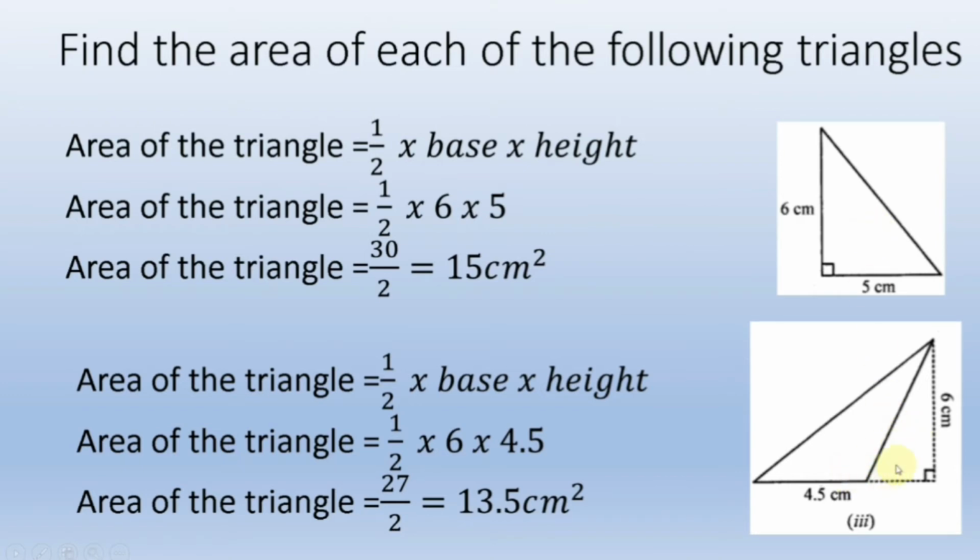Now this is an obtuse angle triangle, so the height is outside, that is 6 centimeter, and the base is 4.5 only. So half into 6 as height and 4.5 as base, that is 27 by 2, that is 13.5 centimeter square is going to be your area.